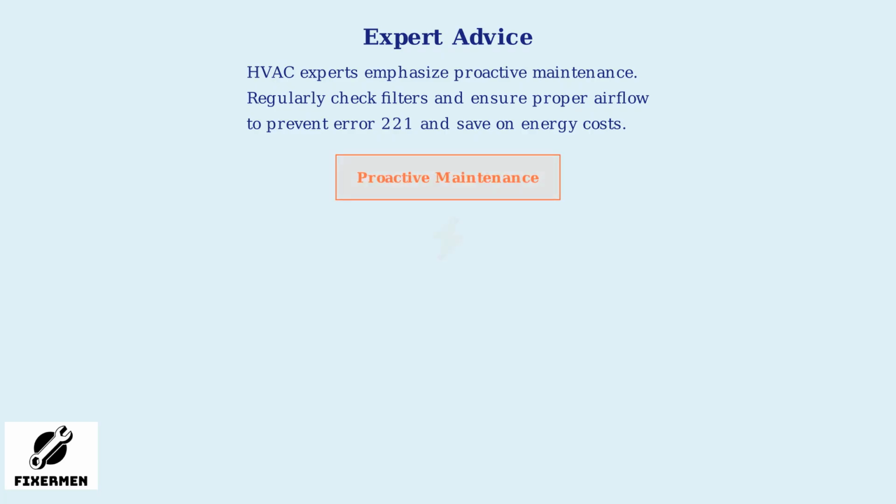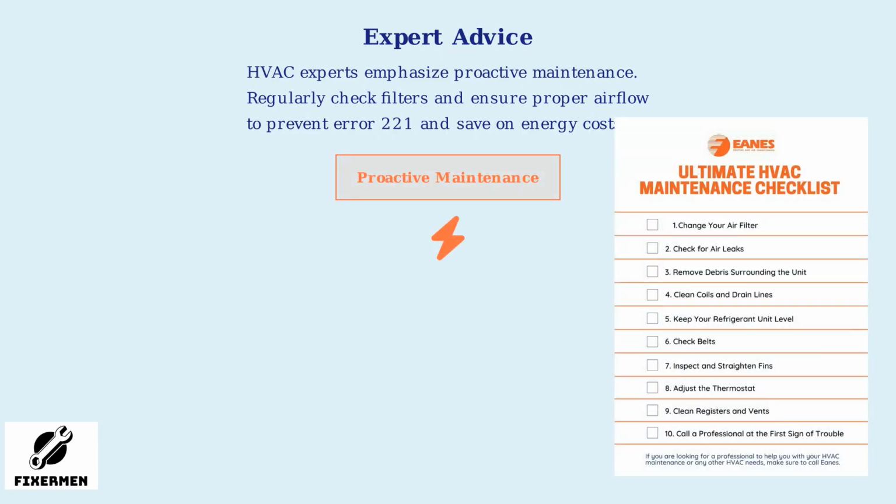Whether through simple filter replacements or advanced remote diagnostics, addressing the issue promptly can lead to significant cost savings and prevent more serious system failures. HVAC experts recommend proactive maintenance to prevent error code 221 and related issues. Regularly inspecting air filters and ensuring proper airflow can significantly reduce the risk of coil freezing while improving energy efficiency. Checking and cleaning air filters is a simple but crucial step. Dirty filters restrict airflow, leading to coil freezing.